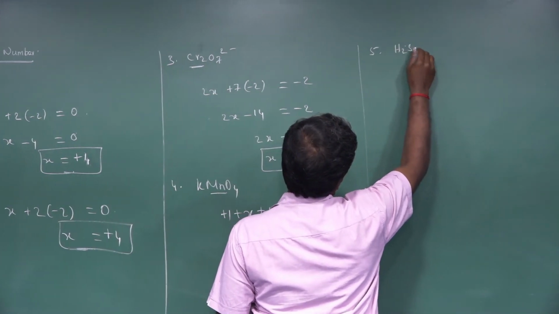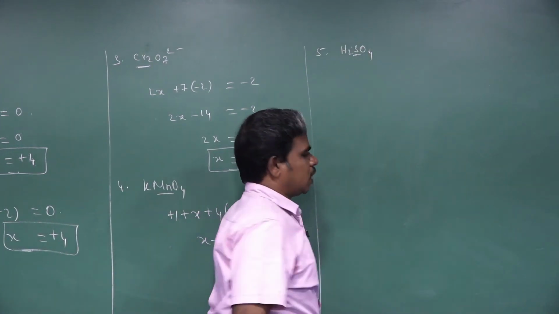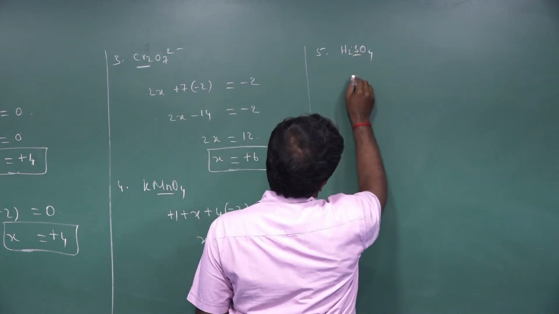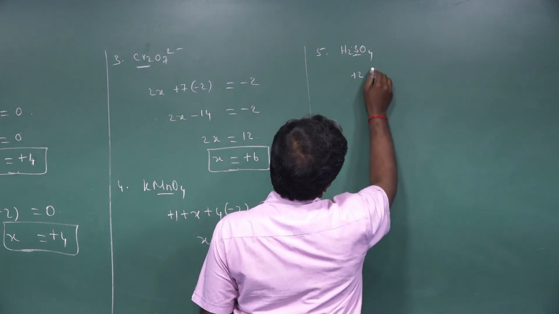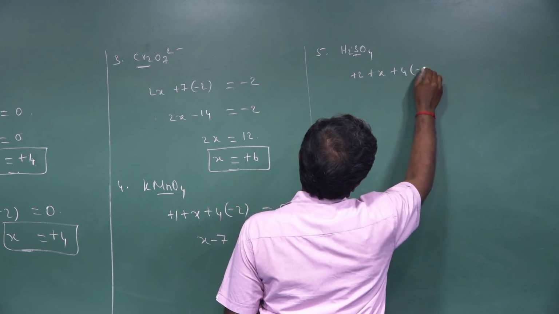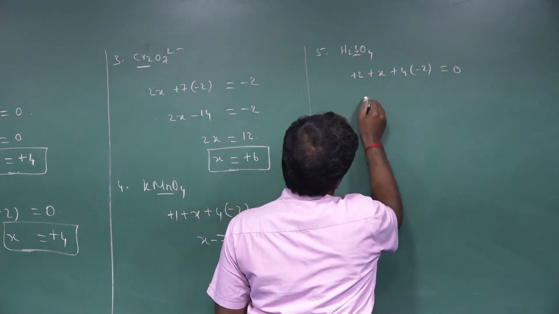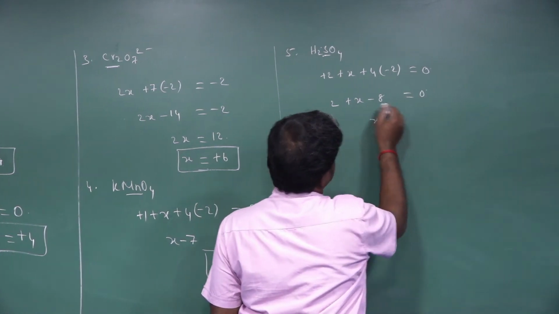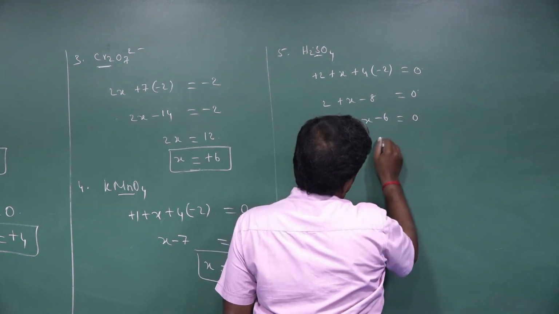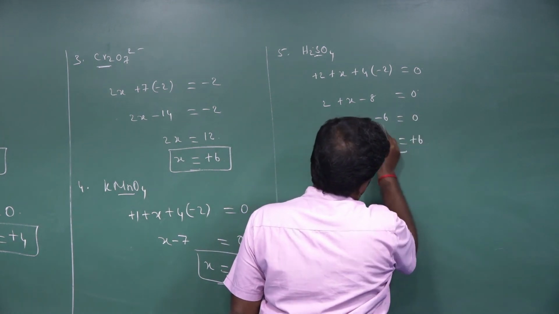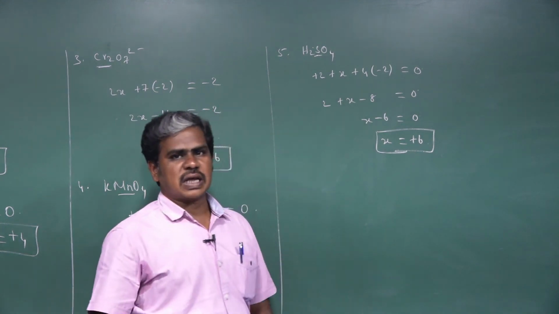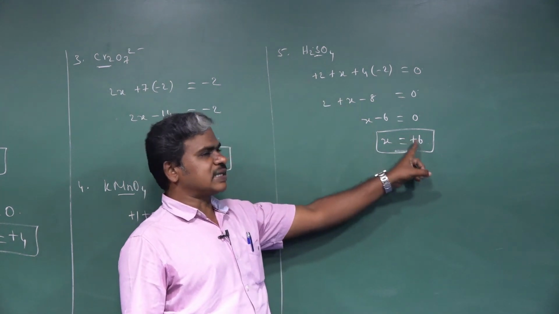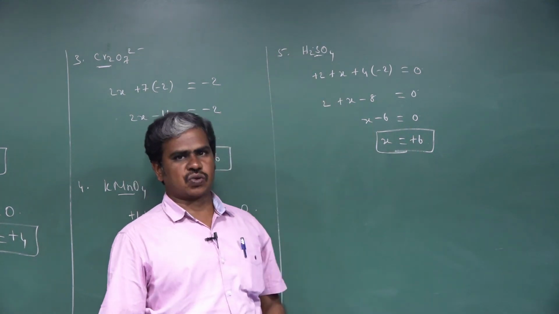Next is H2SO4, sulfuric acid. We want to find out the oxidation state of sulfur in sulfuric acid. Here hydrogen is +2, plus X, plus 4 into -2, which is equal to 0. So 2 plus X minus 8 is equal to 0. So X minus 6 is equal to 0, so X is equal to +6 oxidation state. So sulfur in sulfuric acid has a +6 oxidation state, that is, it loses 6 electrons to form H2SO4.